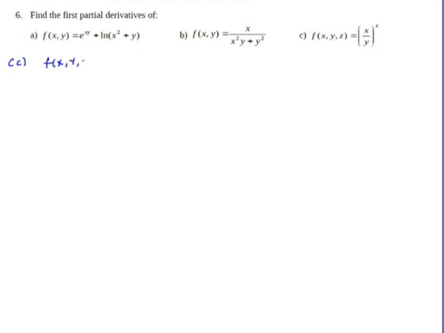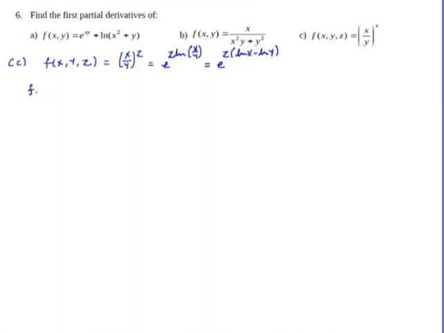f of x, y, z, which is (x over y) the whole z. This is equivalent to e to the power of z times ln of x over y. You can rewrite this as e to the power of z into (ln x minus ln y). So now we can calculate the first partial derivatives.